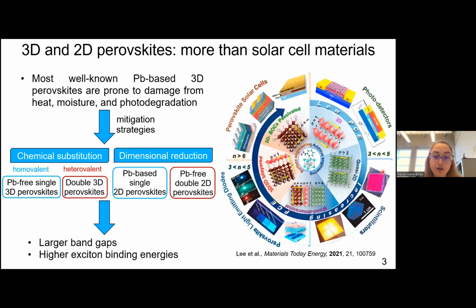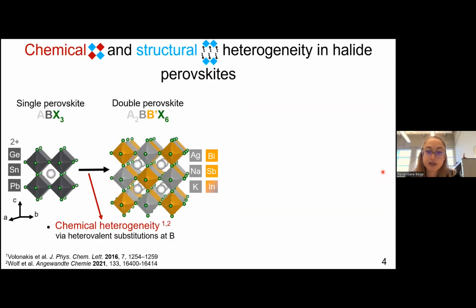perovskites are not used only for solar cells, so they are still interesting materials. We can still use them for LEDs or photodetectors, and they are still a very interesting class of materials to be analyzed. So what I'm interested in is double perovskites, 3D and 2D, but those have a lot of heterogeneity in the crystal structure. And this heterogeneity can be categorized into chemical and structural heterogeneity.